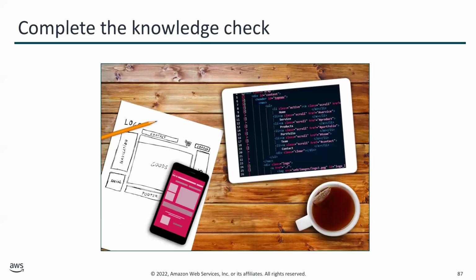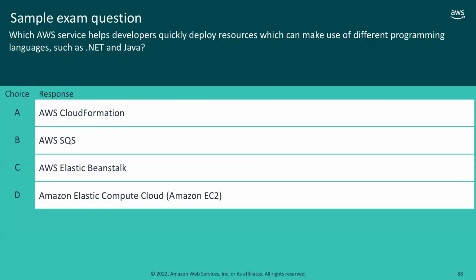So don't forget to complete your knowledge check. Here is a question to wrap up this module. Which AWS service helps developers quickly deploy resources which can make use of different languages such as .NET or Java? Out of these 4, which AWS service helps developers quickly deploy resources which can make use of different programming languages such as .NET and Java? Now, please answer. You can tell me the answer or you can type.